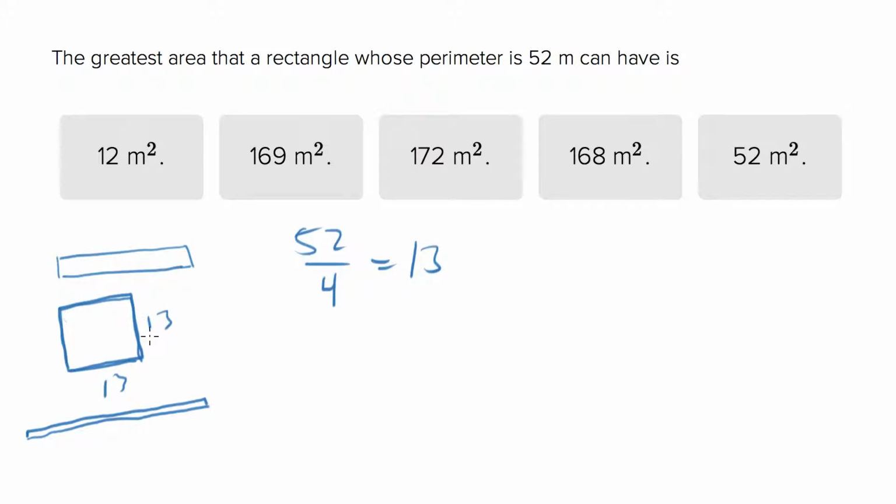The greatest area that it can have is 13 times 2, or sorry, 13 squared is the area, right? Side squared. So the area equals 169. And all of this is in meters. So you can push that meter around if you want. Or you can just leave it out.